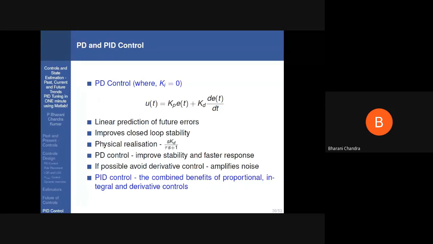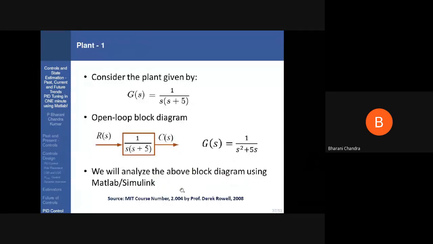One should always avoid derivative control due to two reasons. First, we are trying to approximate the derivative control for physical realization. And the second is that it amplifies the noise. So when we can achieve the desired response with a PI controller, don't go for the derivative control. The full PID control combines the benefits of proportional, which improves rise time, integral, which drives steady state error to zero, and derivative control, which improves stability.